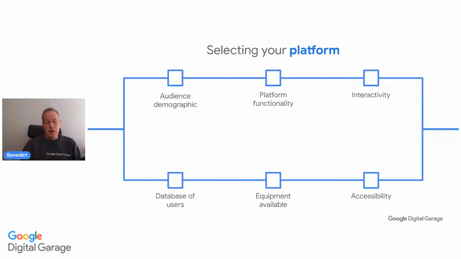Database of users. So where are your users active? If they're on Instagram and Facebook, it may be good to engage with them live there. And then equipment available. What type of equipment might you need? For Instagram or Facebook, you might not need any professional equipment. You can actually use your mobile phone with a working camera and microphone. And then on YouTube, you might want a webcam or an external mic and maybe a ring light.